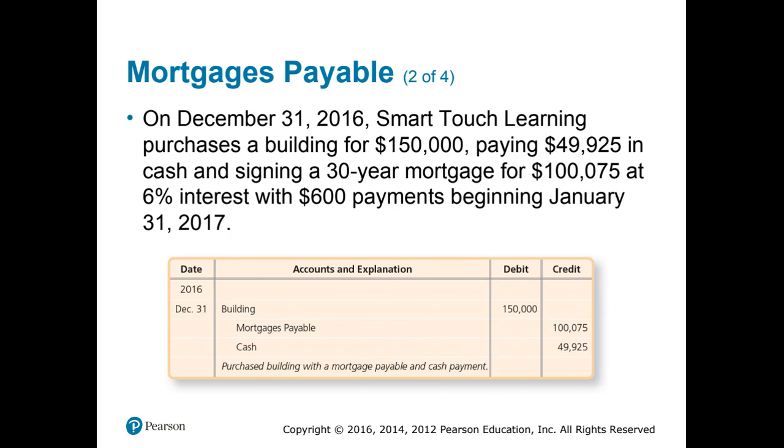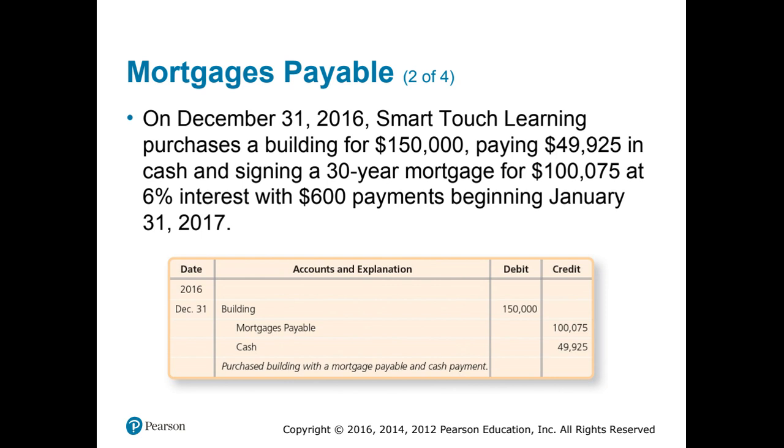So on December 31st, 2016, Smart Touch Learning purchases a building for $150,000. They pay $49,925 in cash and sign a 30-year mortgage for $100,075 with a 6% interest with $600 payments beginning in January. It's a lot of information.